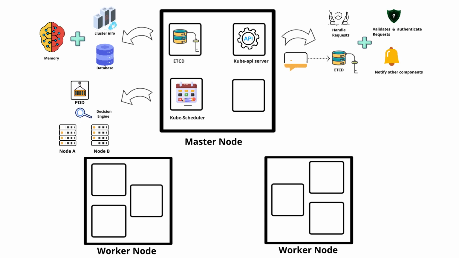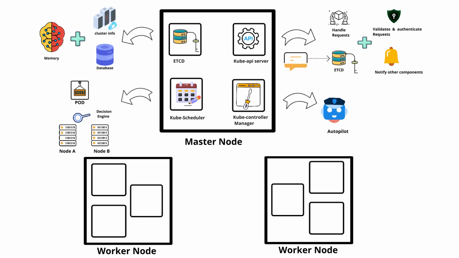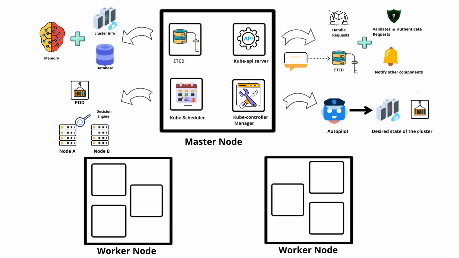Coming to the last component in master node, which is the kube controller manager. A controller is like an autopilot in Kubernetes that automatically keeps the cluster in desired state without manual action. For example, if a pod crashes, the replica set controller creates a new one to maintain the required number of pods. These are the components of master node.